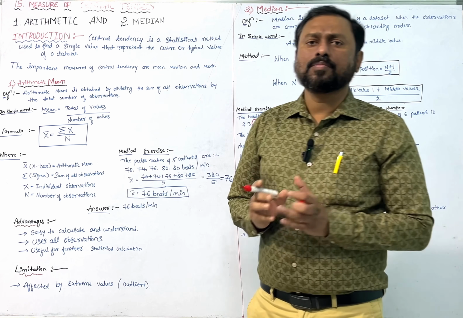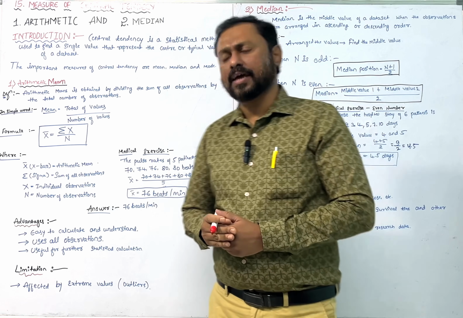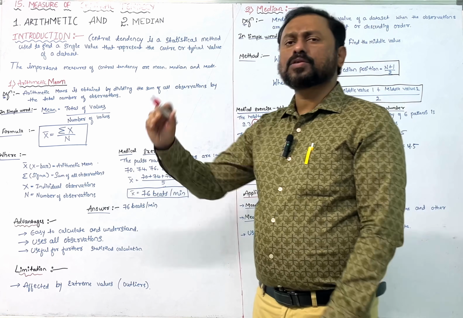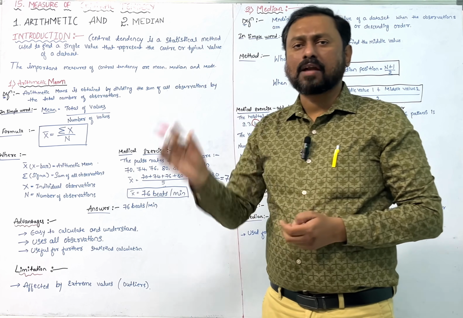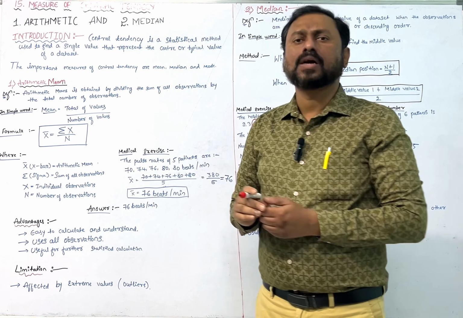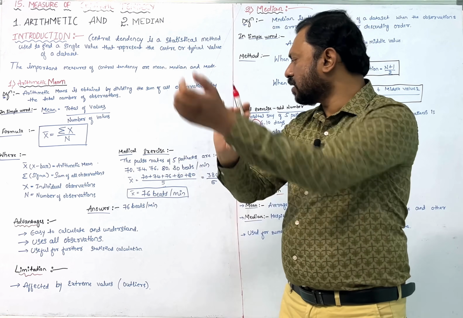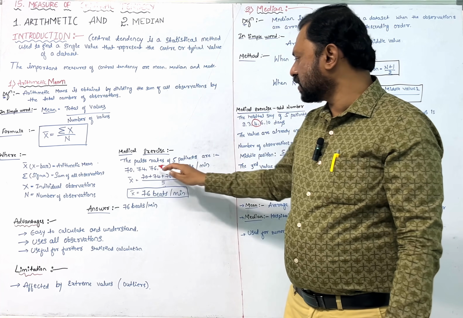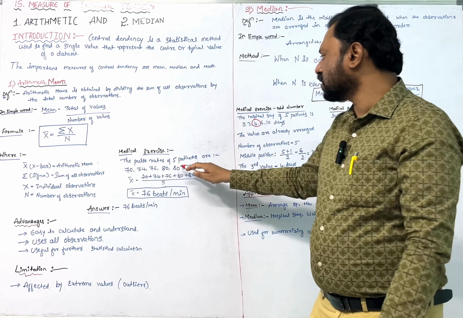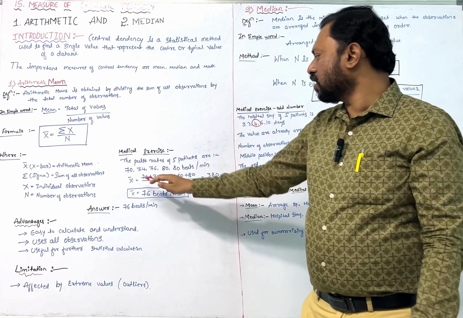Now I will take one medical example exercise. Suppose 5 patients came to your OPD, and you measured the pulse rate. The pulse rates of the 5 patients are 70, 74, 76, 80, 80. So the total number is 5.